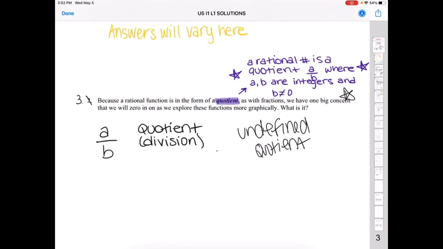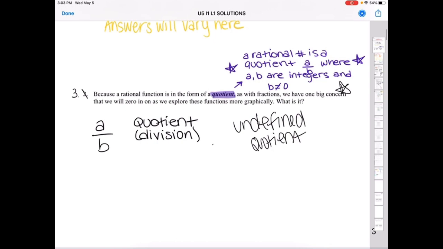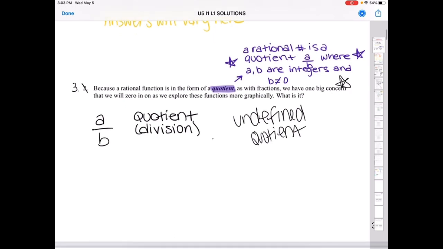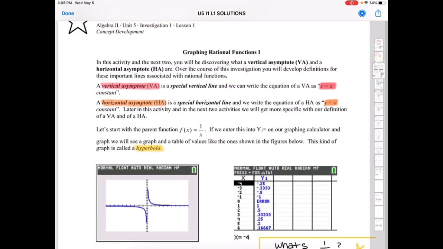So if we go to a rational number definition, a rational number is a quotient a over b, where a and b are integers and b cannot equal 0. So the denominator b cannot equal 0. So we have to zero in more on this aspect, because then that will give me an undefined quotient, right? If we have 0 in the denominator of a rational function, it will be undefined. Moving on to the next page, the concept development, labeled graphing rational functions I.